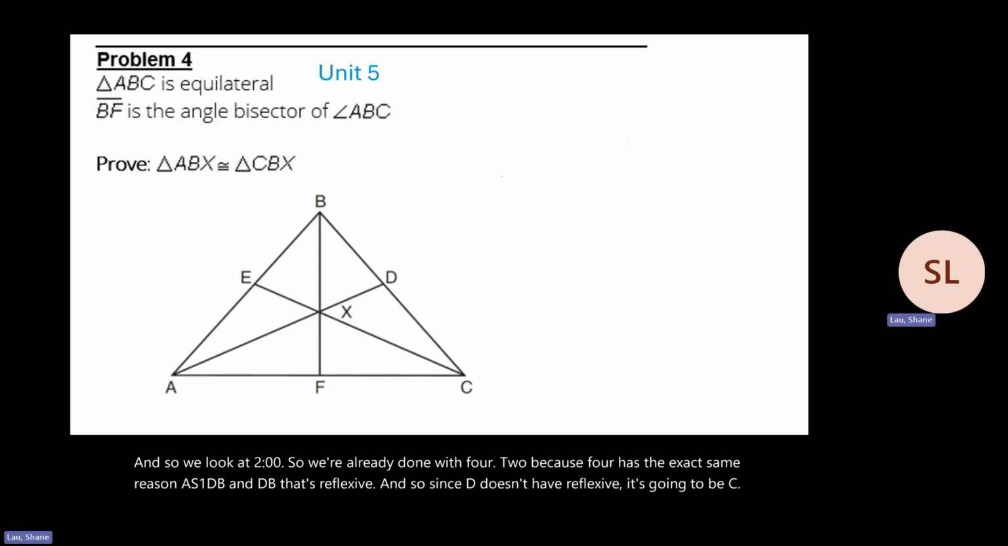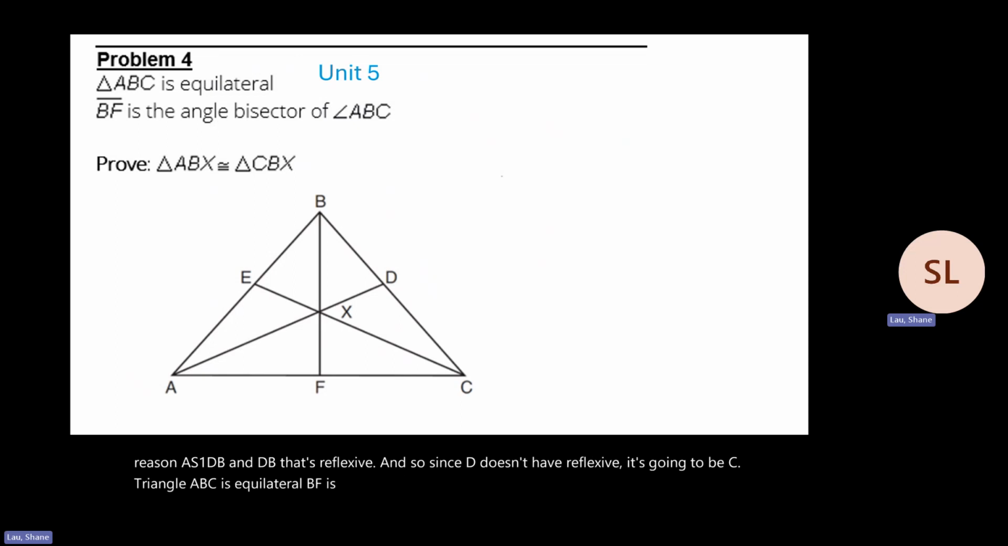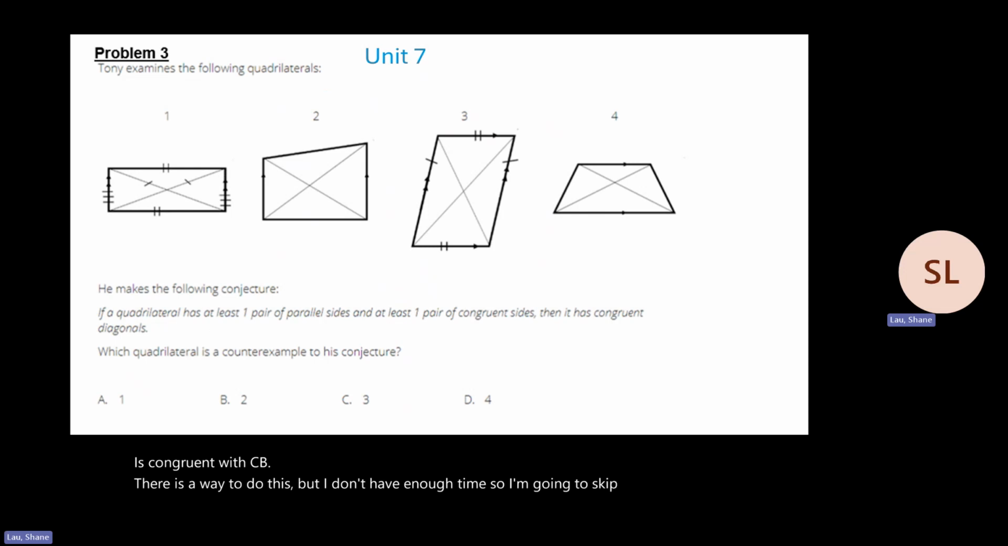Triangle ABC is equilateral. BF is the angle bisector of ABC. Prove that triangle ABX is congruent with CBX. There is a way to do this, but I don't have enough time, so I'm going to skip it and do more problems.